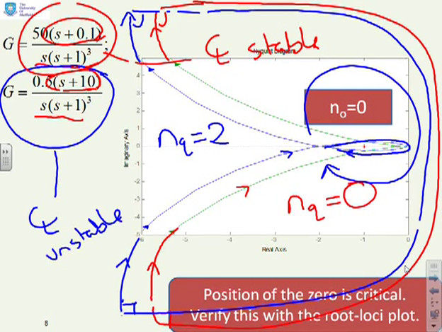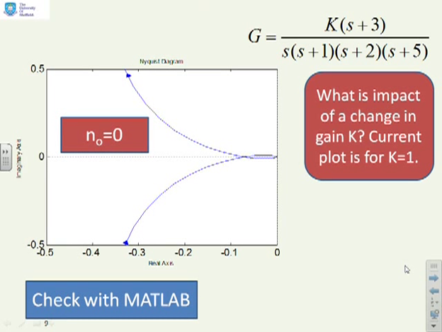Now, you could verify this with the root loci plot, and I will leave that to you to do in your own time. Next example. In this example, what we want to do is investigate the impact of changing this value k on the result we get. So the Nyquist diagram given is for k equals 1. So first, let's complete this diagram, as ever.